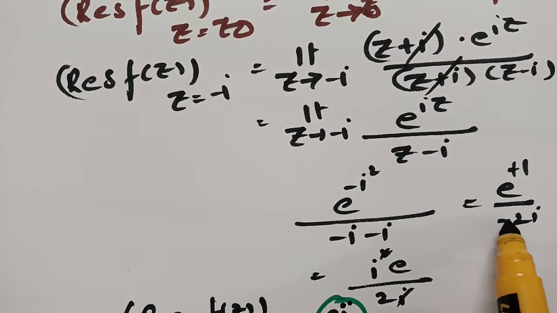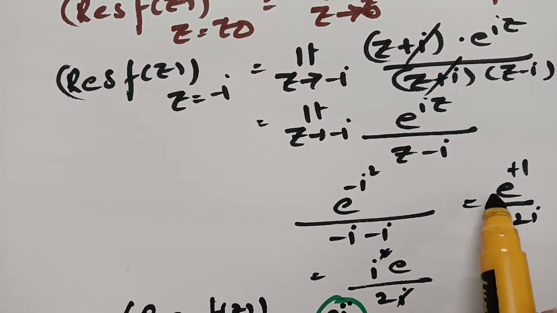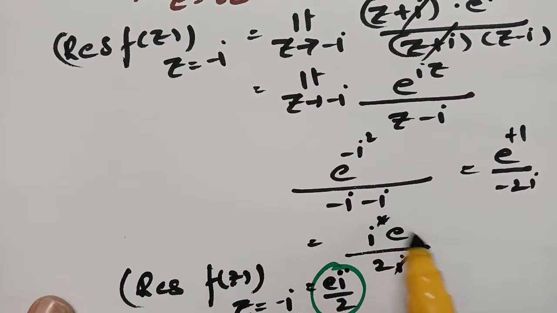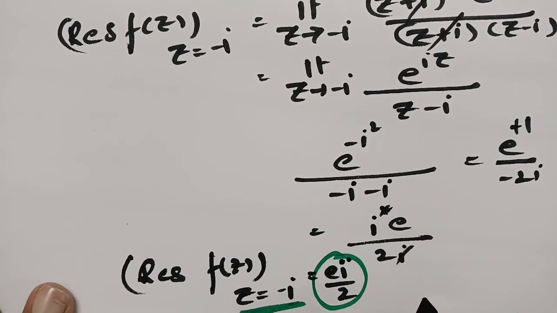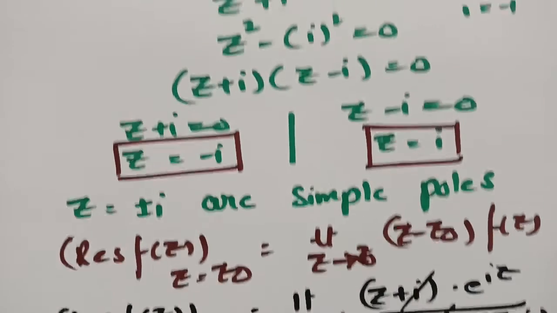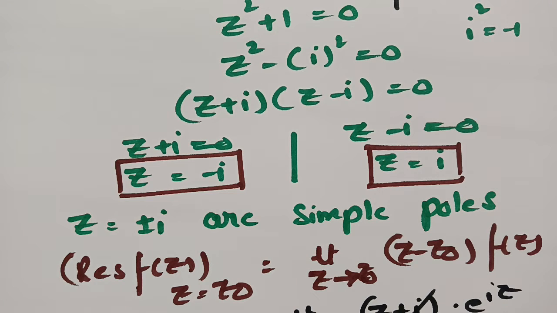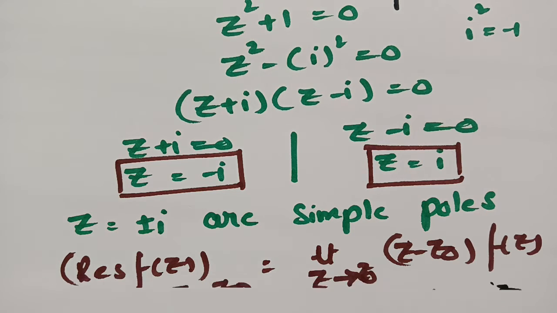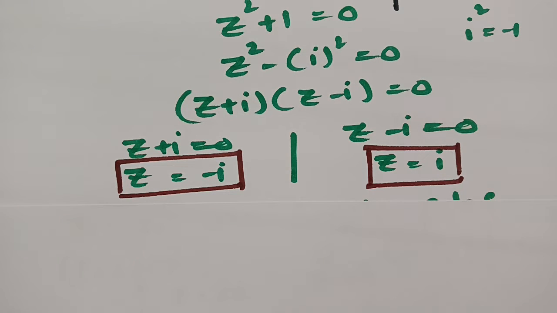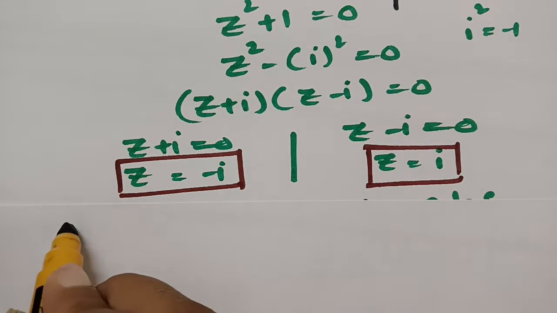This is minus 2i. So for minus i, I am bringing it to the numerator and I have written it as i square. So after cancelling i square, this is e power i by 2 is the residue value for the corresponding pole z is equal to minus i. For the next pole here, z is equal to plus i. So here, for the pole value, again our residue value will be the residue of f of z.